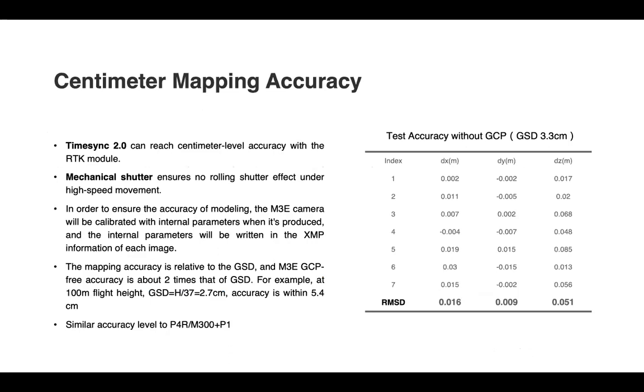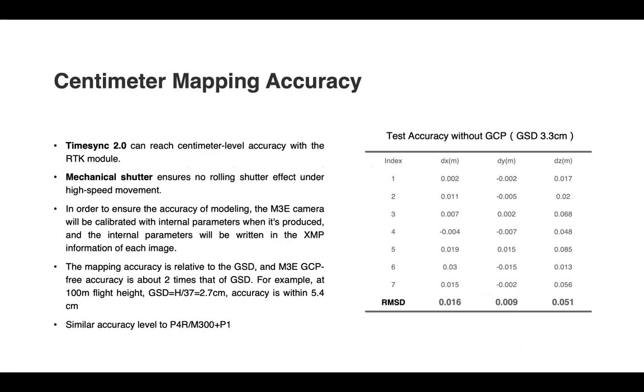Getting into that centimeter level mapping accuracy a bit further here, TimeSync 2.0, you've seen that with the P1 as well, essentially takes into account different parts of the drone, including the flight controller and the center of the camera, to give you centimeter level accuracy within those photos, so that corrections data is automatically written.